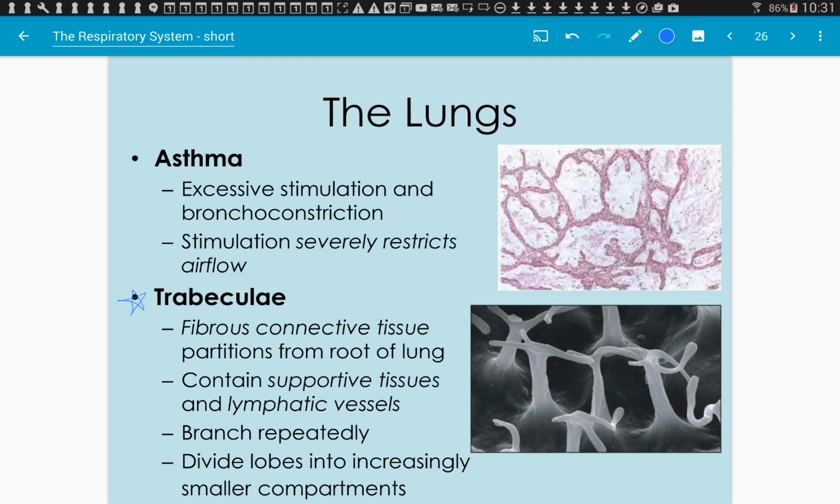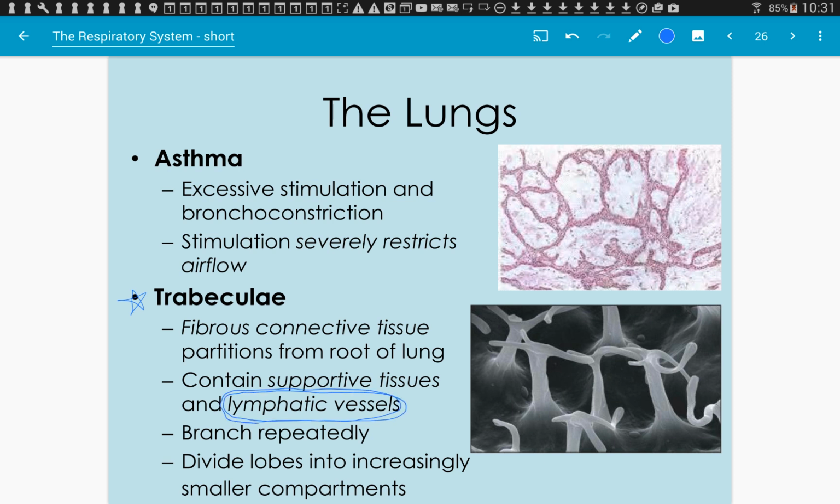What you'll find there is that, for example, those trabeculae divide the lobes into smaller and smaller compartments, just like the trabeculae in a lymph node divide up the lymph node into smaller compartments and direct the flow of lymph that goes through there. You kind of have that same structure, so you're dividing these lobes into smaller and smaller sections, which assists with the function of the lungs. And note, you also find lymphatic vessels within the trabeculae.